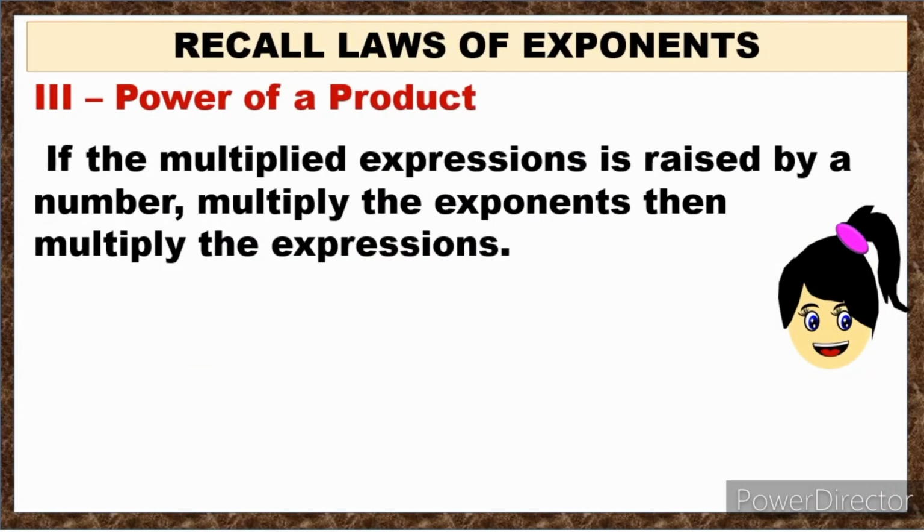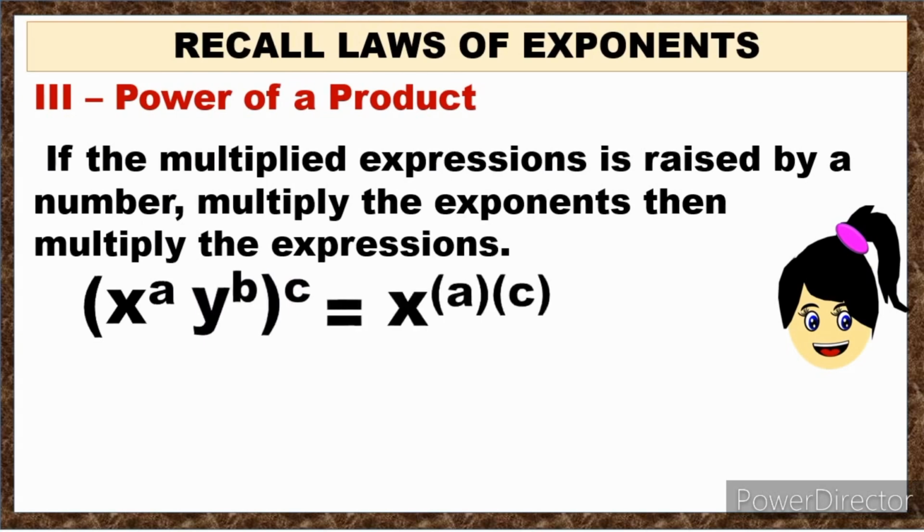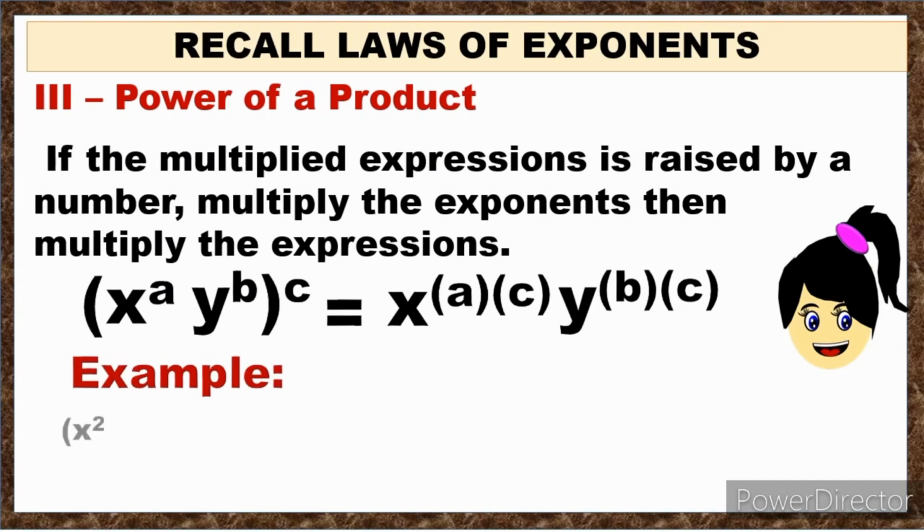Okay, next, let's have the third law, power of a product. If the multiplied expressions is raised by a number, multiply the exponents, then multiply the expressions. Okay, we have x raised to a, y raised to b, raised to another power c, then it is equal to x raised to a times c. Okay, we're going to distribute their exponent, and then we multiply a times c. Then we have y raised to b times c.